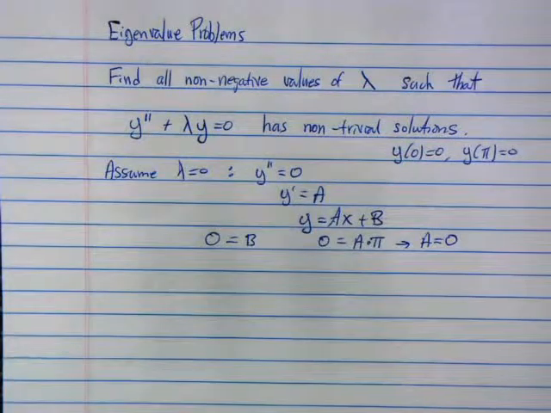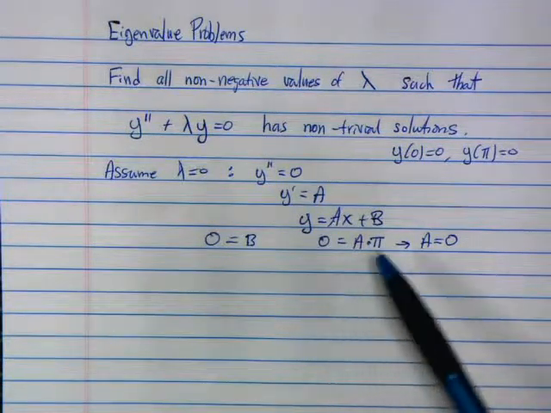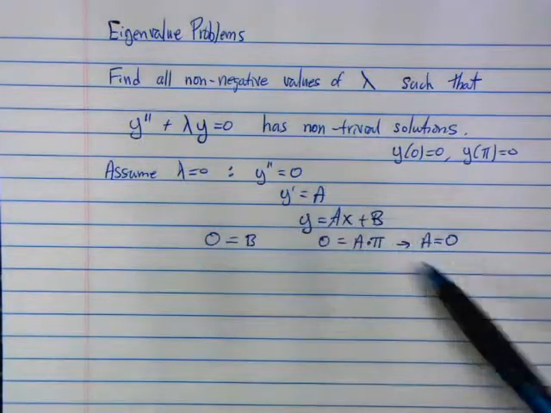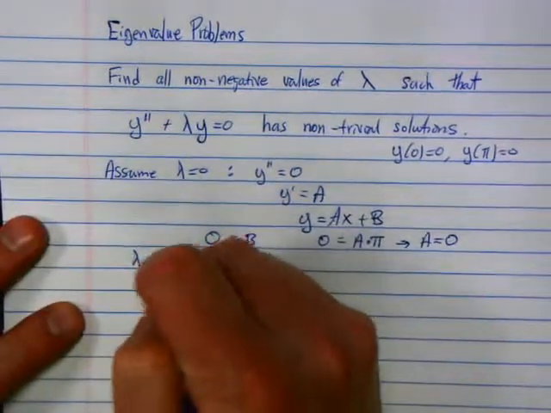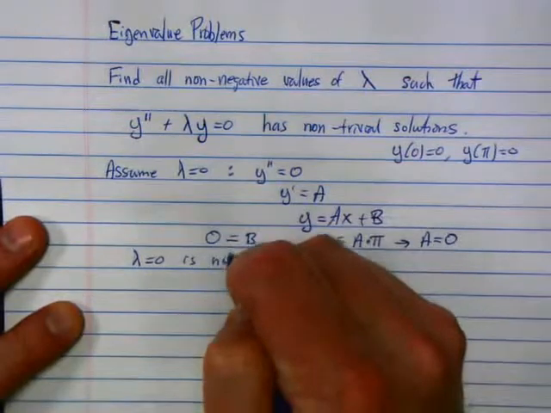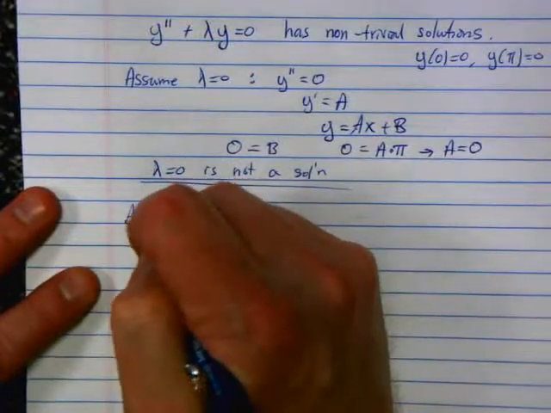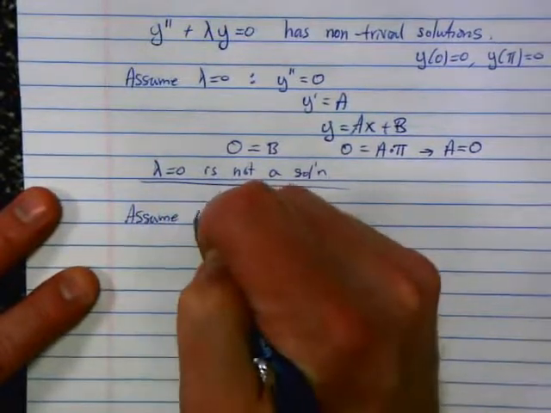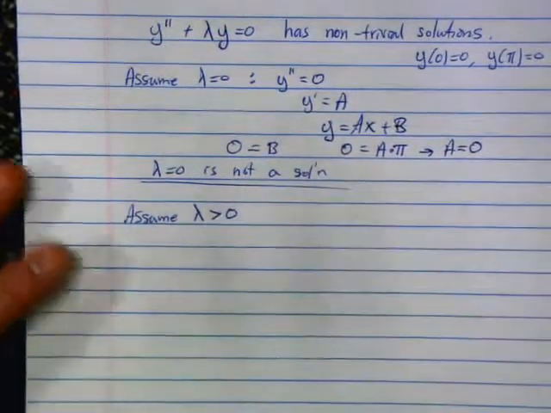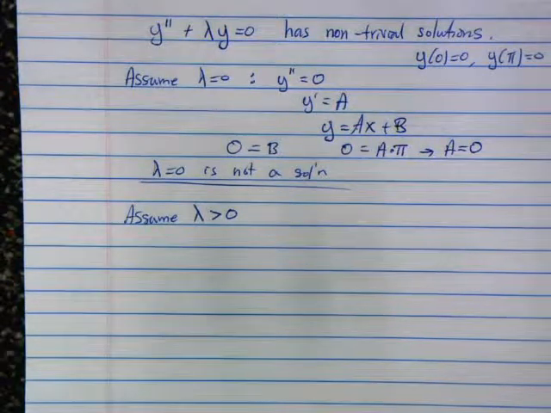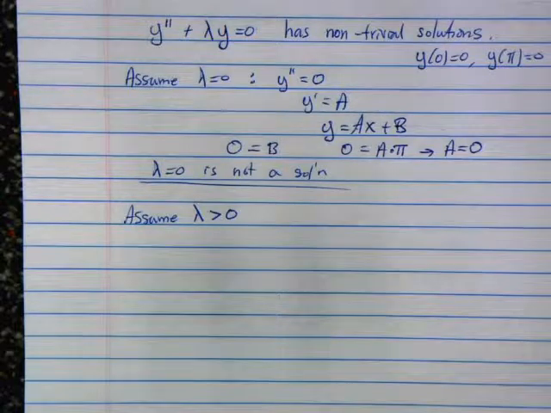So is lambda equals 0 a solution? No, because the only answer we got was the previous solution. Lambda equals 0 is not a solution. All right, so now next we assume lambda is a positive number. Lambda has to be non-negative, which means it either has to be 0 or positive.